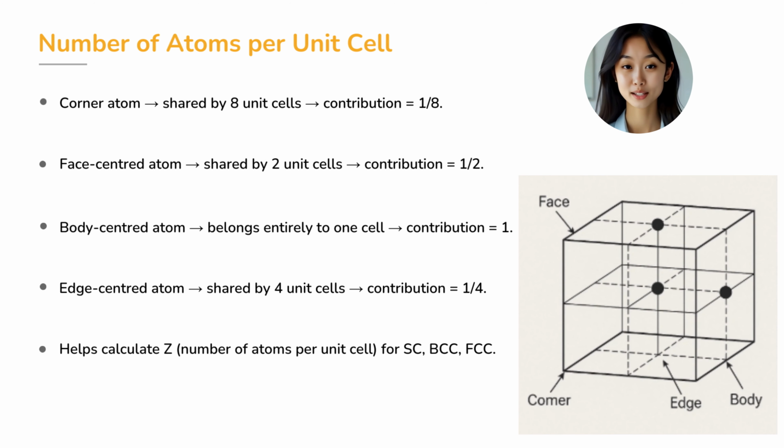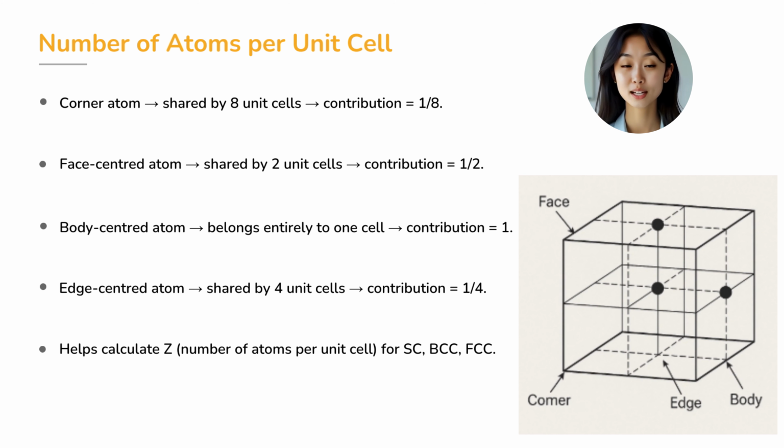To understand why different cubic systems have different numbers of atoms, let's quickly revisit the rules. An atom at a corner is shared by 8 unit cells, contributing 1/8. An atom at the center of a face is shared by 2 unit cells, so it contributes half. A body-centered atom belongs entirely to one cell, contributing 1 full atom. An edge-centered atom, though less common, is shared by 4 unit cells and contributes 1/4.